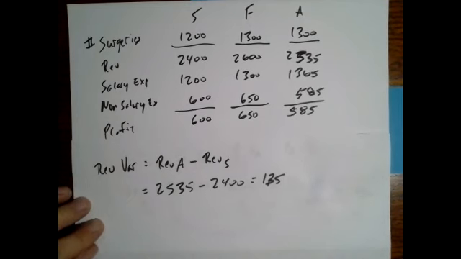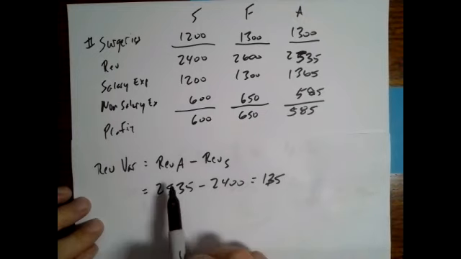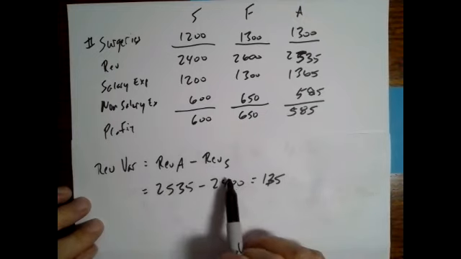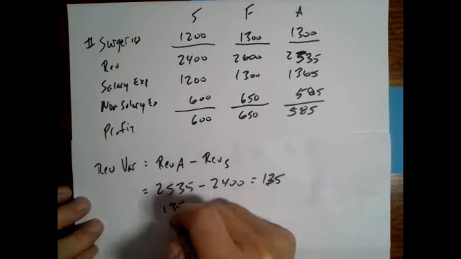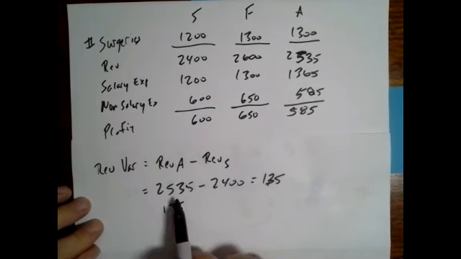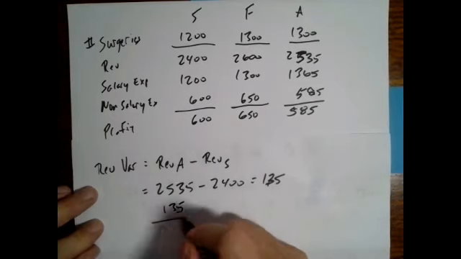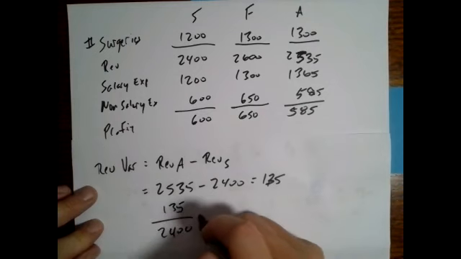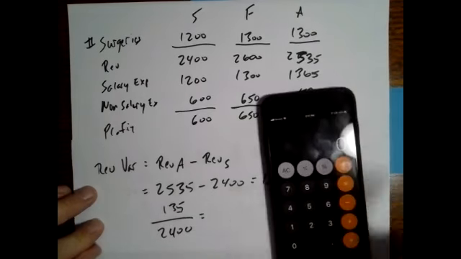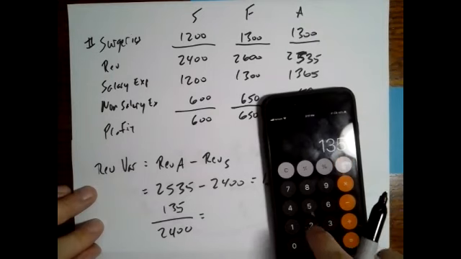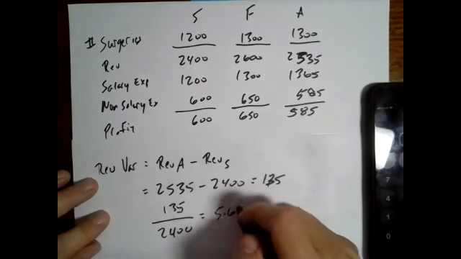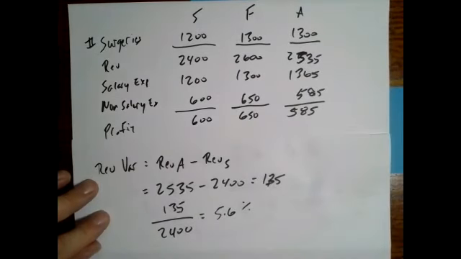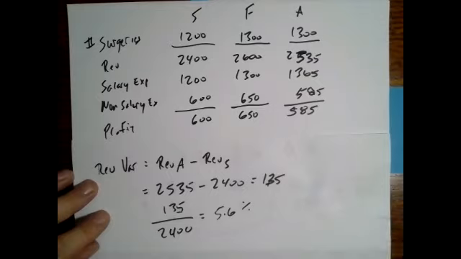And the percent variance, so we're interested in how much more revenue did we actually get versus how much we thought we would get. So we're going to take 135, which is the difference between actual minus static, divided by static, 2400, and that gives us 135 divided by 2400, 5.6% more revenue than we thought we would have.